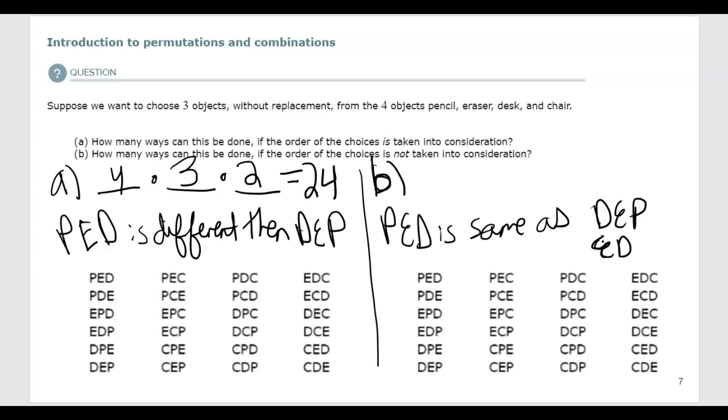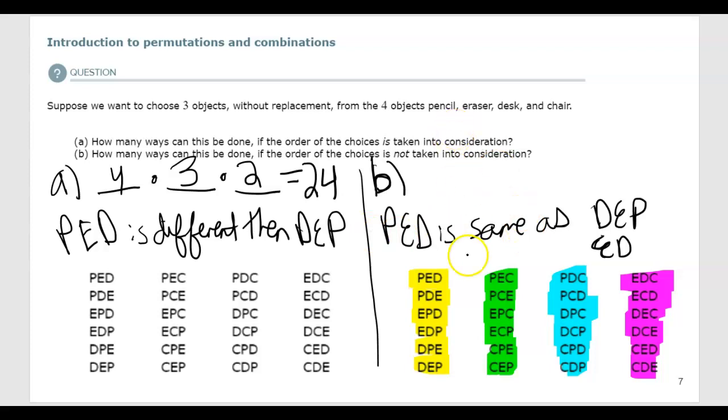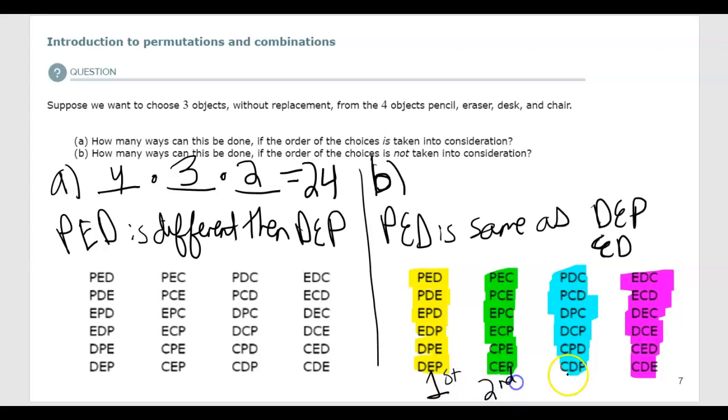So let's go through and look at this. I'm going to pause it and I'm going to highlight all of what it represents, and you guys will see what I'm talking about in a second. So PED, this combination, this would only count as 1 option. This would be this second combination. This would be the 3rd potential, and this would be the 4th potential. But any PED combination is only going to count as 1 option. So there's 4 ways if we say order does not matter and all these count as 1.